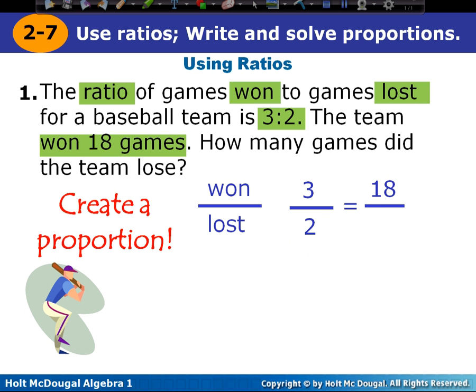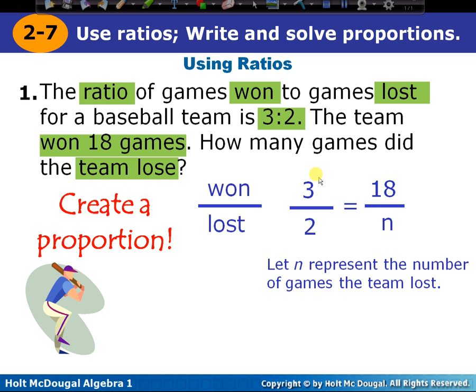And we're going to set that equal to 18 over n. This is because games that they won is 3/2, and they won 18 games. Again, everything talking about them winning is on the top, and everything talking about them losing is on the bottom. We want to find out how many games they lost, so we're putting in a variable right there. So we're going to put in n to represent the number of games that the team lost. Again, make sure you have this written down.